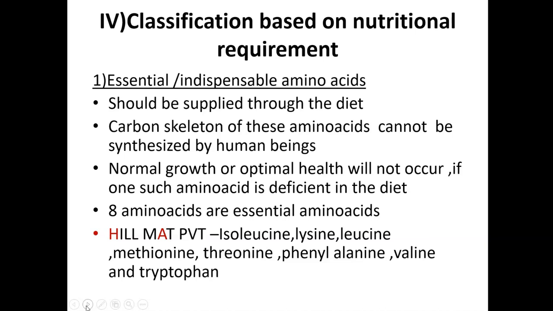Threonine and tryptophan are essential but tyrosine is non-essential. Actually, tyrosine is synthesized from phenylalanine. That's why tyrosine is non-essential. All other T, threonine and tryptophan are essential amino acids. So it is easy to remember which are the 2 amino acids starting with T.